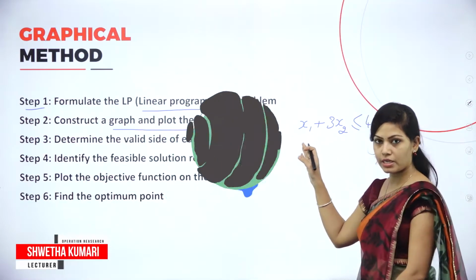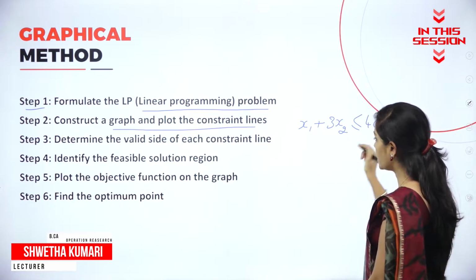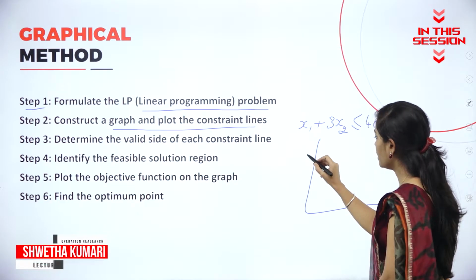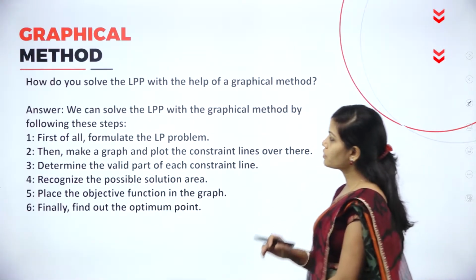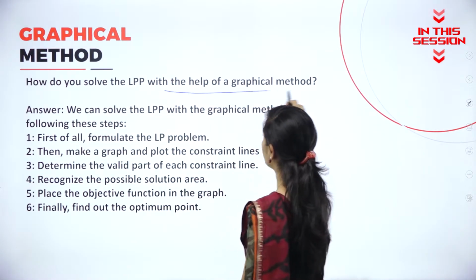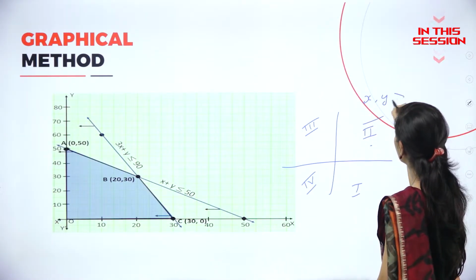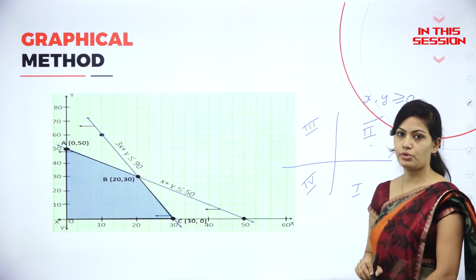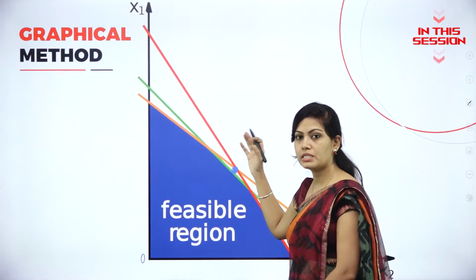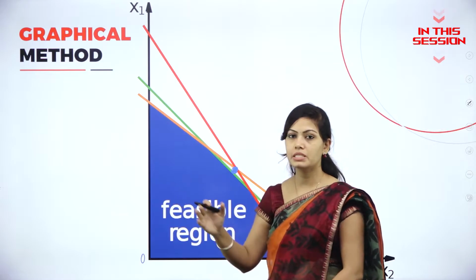So here I have one constraint. Using this constraint, I can plot a graph. How do you solve the LPP with the help of a graphical method? That means x, y should be greater than or equal to 0. Above the constraint means it is minimization and below the constraint means it is maximization problem.